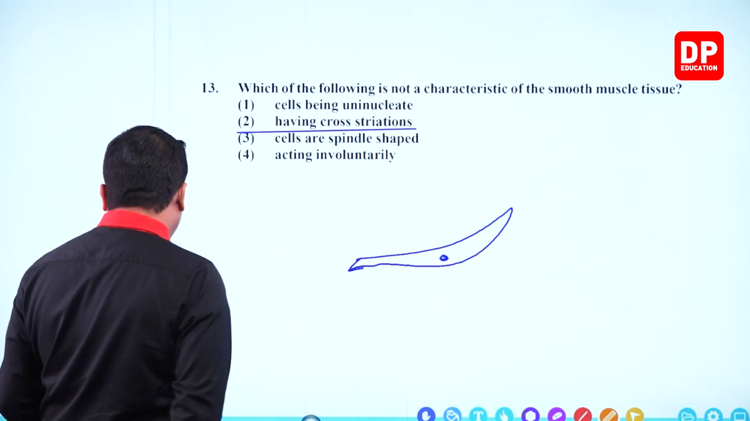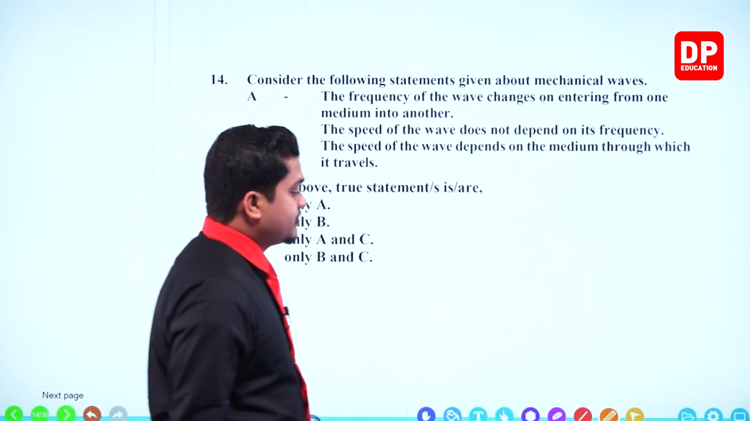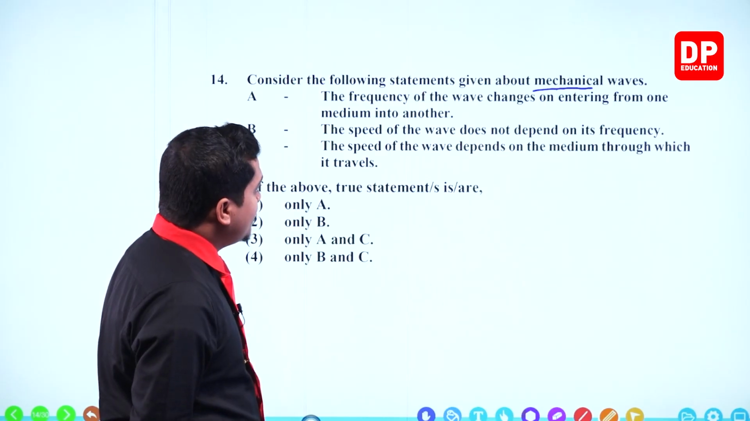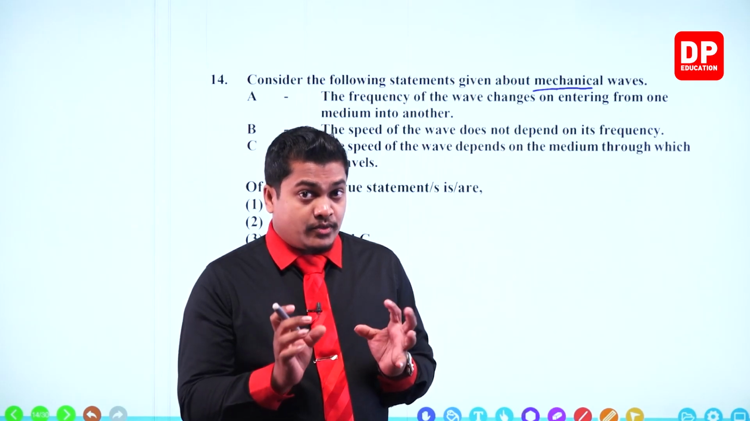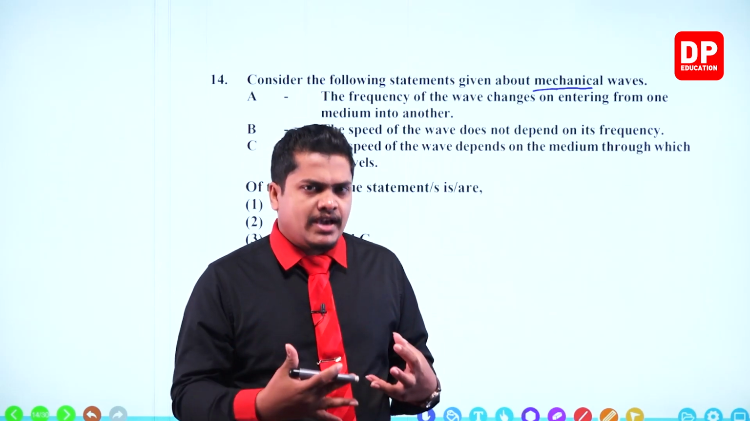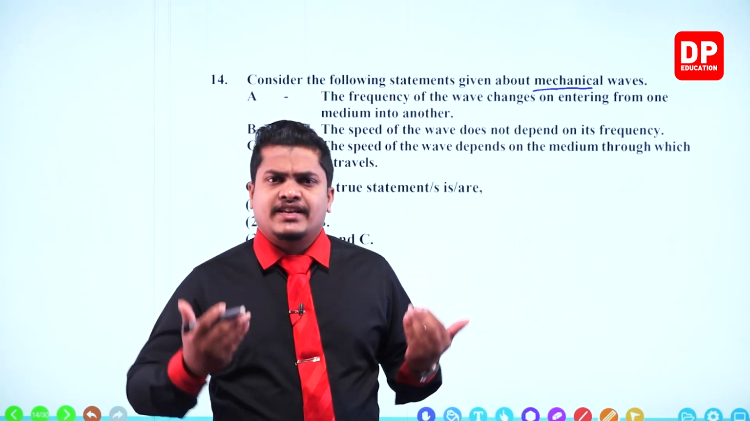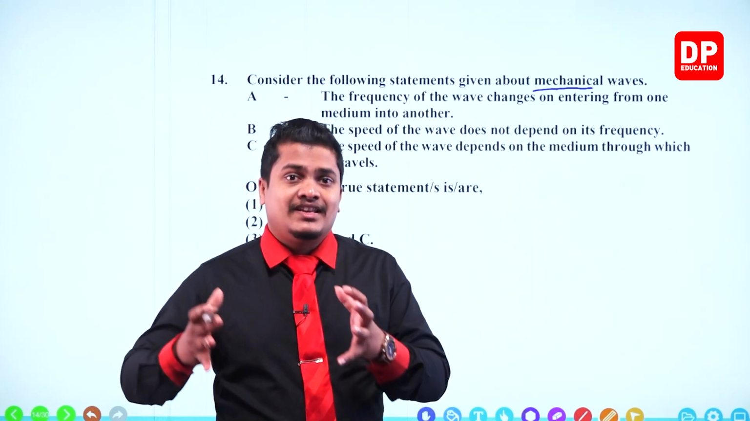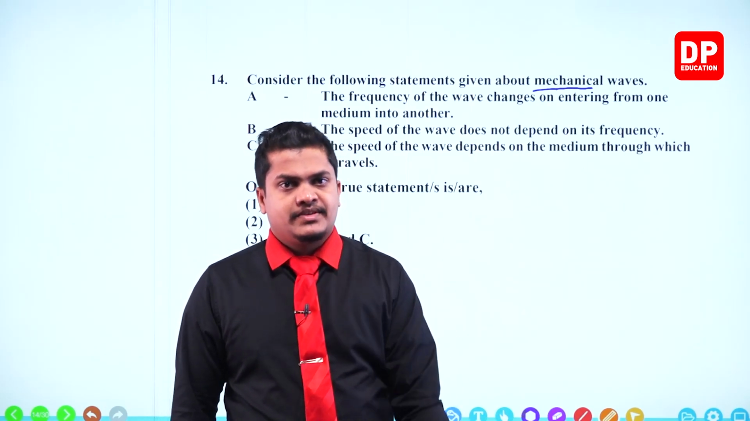Okay, right. Then question number 14. Consider the following statement given about mechanical waves. The frequency of the wave changes on entering from one medium into another. Now, this question is somewhat tricky. That's why I told you, my dear children, you have to read these questions very carefully and get the idea. When you take a certain mechanical wave, let's take sound. Sound is a good mechanical wave. In our normal dry air, sound travels at a velocity of 330 m s^-1, 330 meters per second.